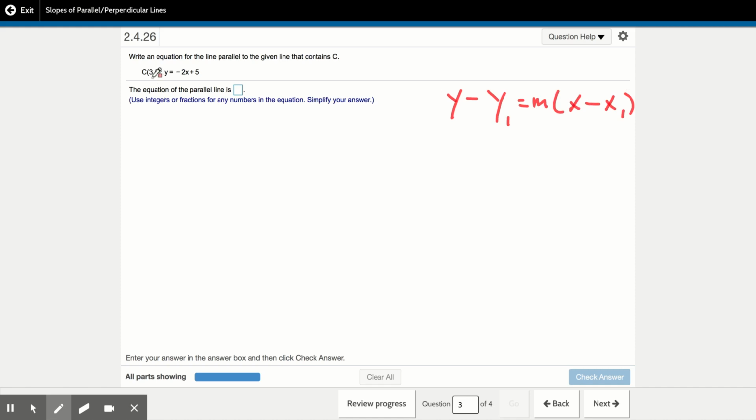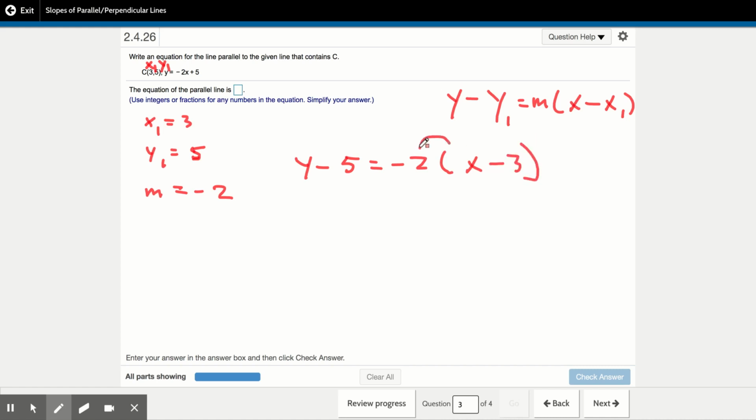So for this equation, we have a point C, which gives you x1 and y1, right? Our x1 is 3, our y1 is 5. So I always just ask, what's my x1? 3. What's my y1? 5. And what's the slope that I need to use? Here we have a parallel line, so we're going to use the same slope, -2. So we have y minus 5 equals -2 times x minus 3.